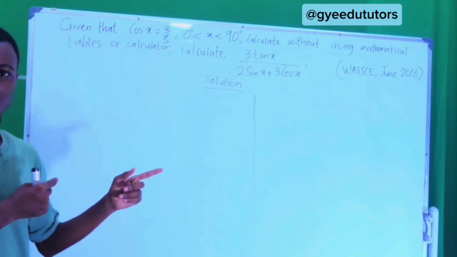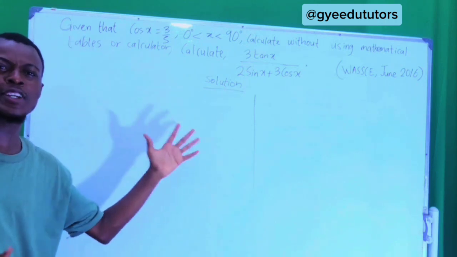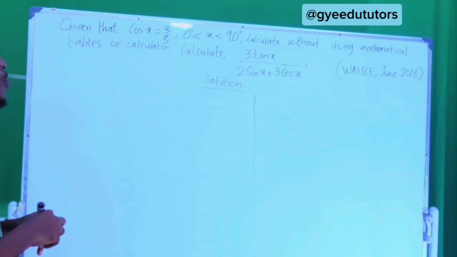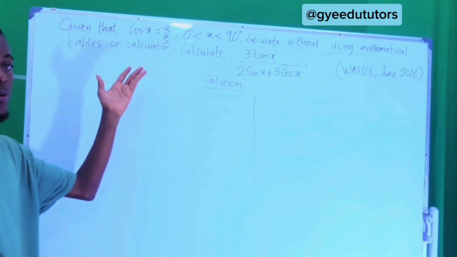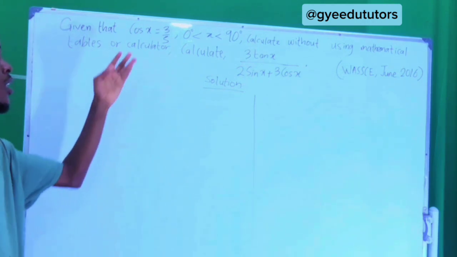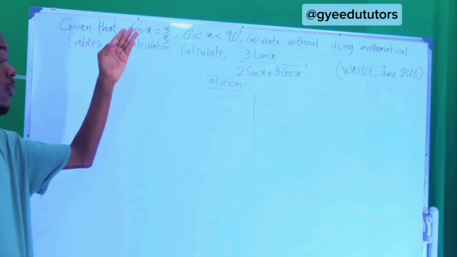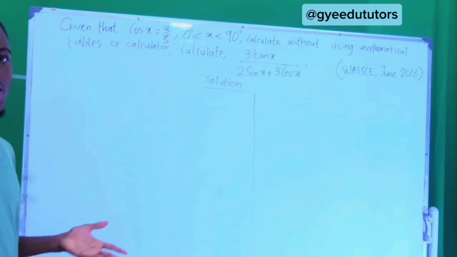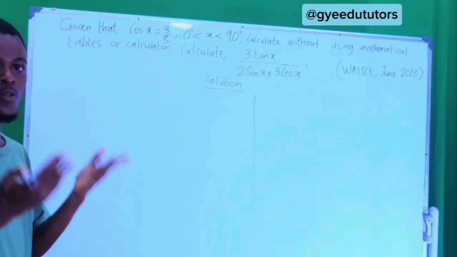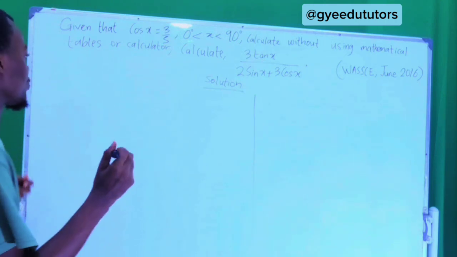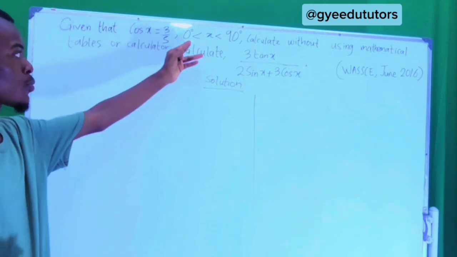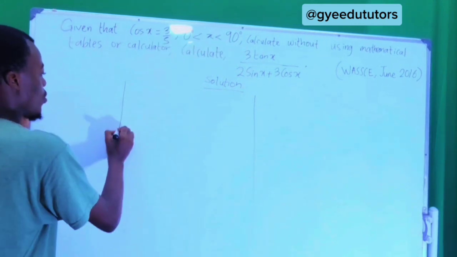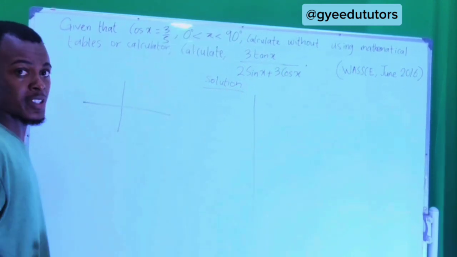This is another question again. This question is very easy. If you see it, don't skip. Watch it. This question is about trigonometry, and we have cos x equal to 3/5. You know the popular saying of opposite over adjacent and all those things. Now to solve this, x is between 0 and 90. Let's draw a Cartesian plane first.